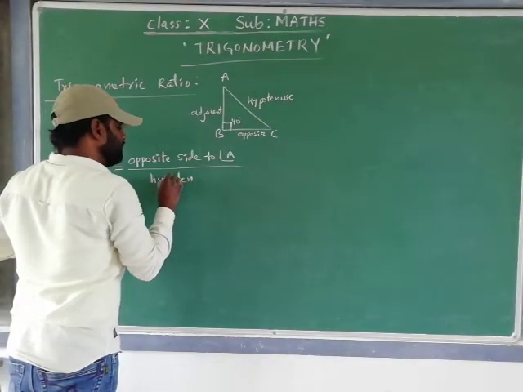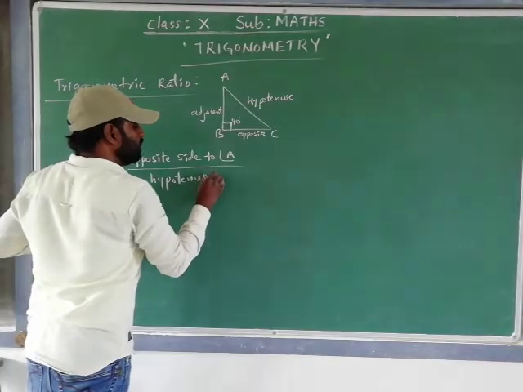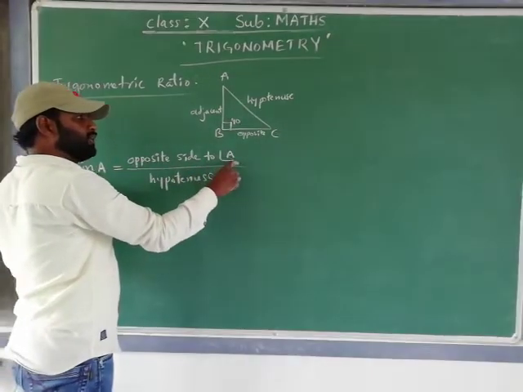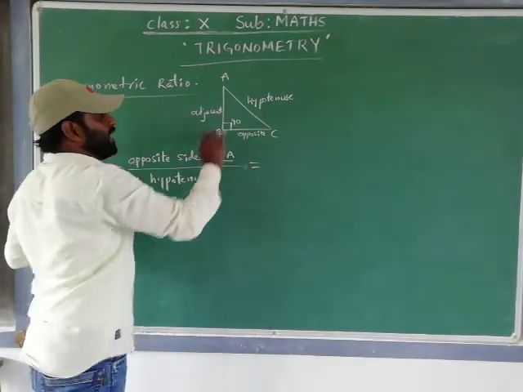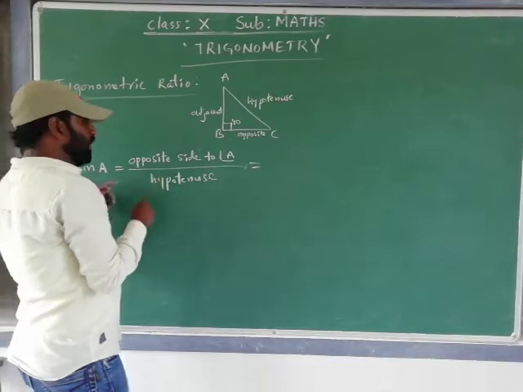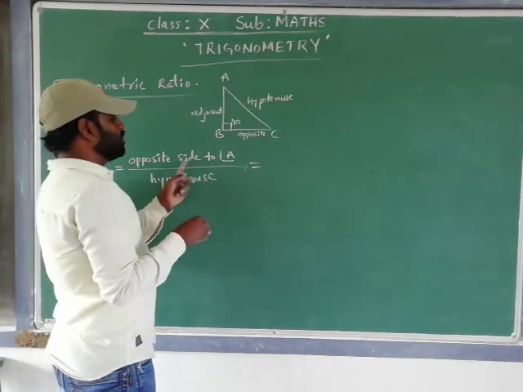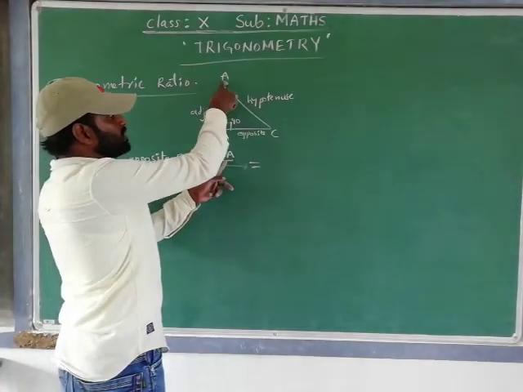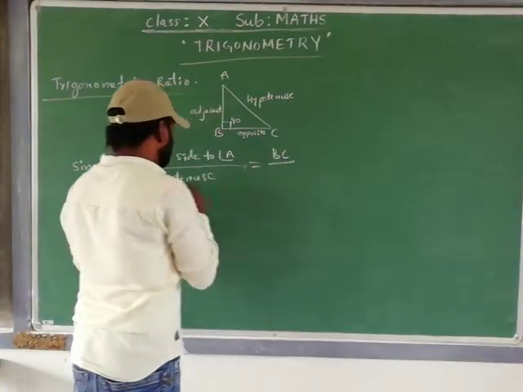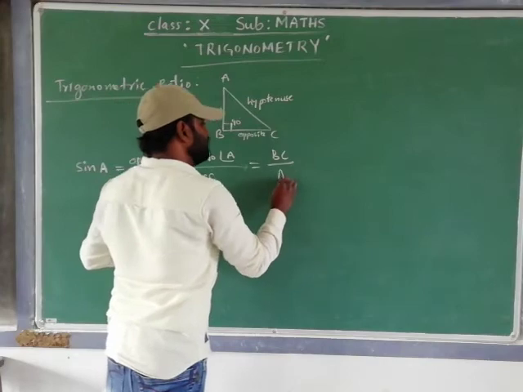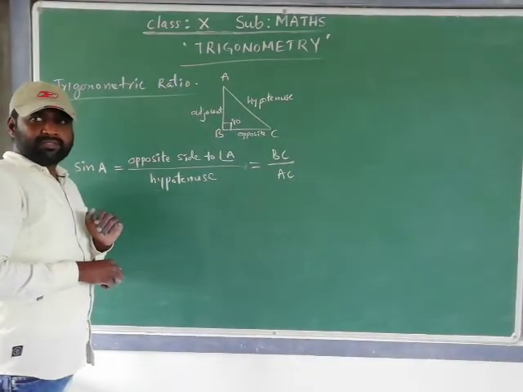Remember this one, very important. Sine A is the opposite side to angle A by the hypotenuse. That means in this triangle, sin A is equal to the opposite side to angle A, which is BC, by the hypotenuse, which is AC. So sin A is BC by AC. Understand?